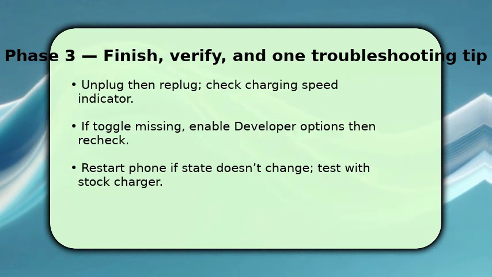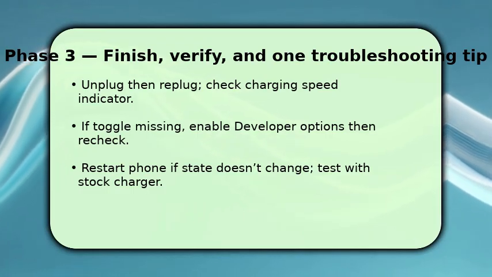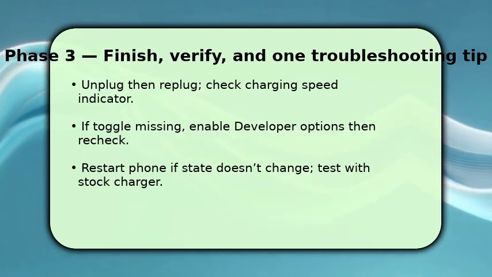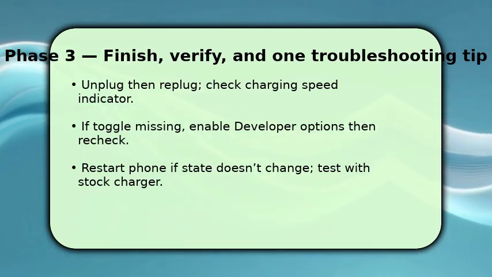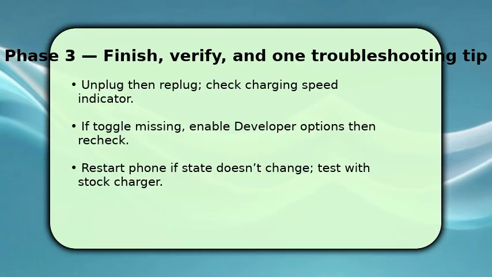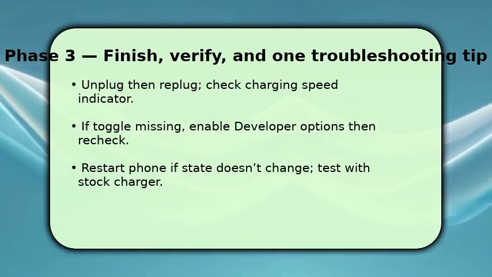If the toggle was missing earlier, enable Developer options and recheck the Battery page. Some builds hide advanced toggles until developer mode is active. If the state still won't change, restart the phone and test with the stock charger. One tip: if nothing works, try a different cable and confirm the adapter isn't enforcing fast charge externally.